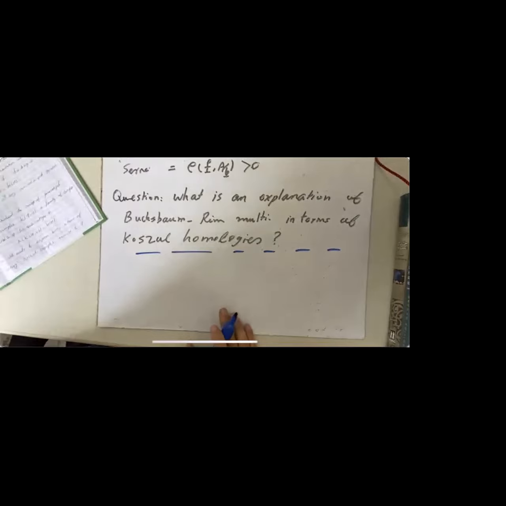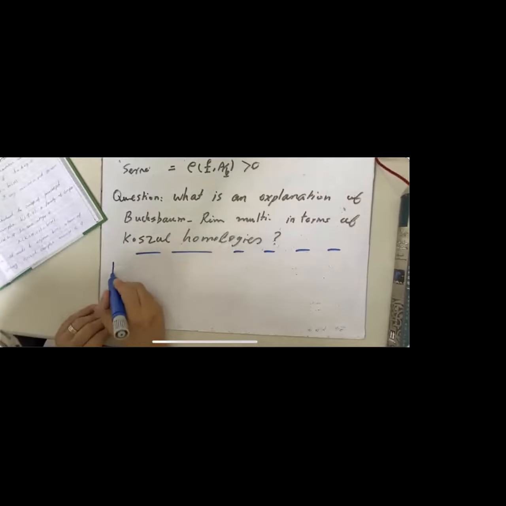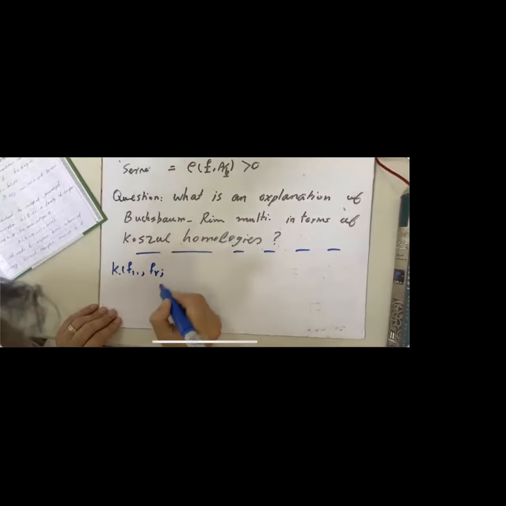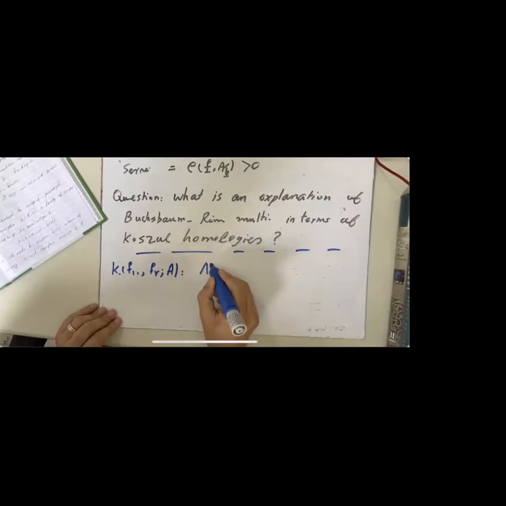Okay, so we are going to explain Buchsbaum-Rim multiplicity in the most similar way to the explanation of the Hilbert-Samuel multiplicity in terms of Koszul homology, so the ordinary Koszul complex. Okay, so let me recall the definition of Koszul. I hope everybody knows that, but just to be sure. The Koszul complex for r elements in a ring A is just the differential graded algebra of the exterior algebra A^r.